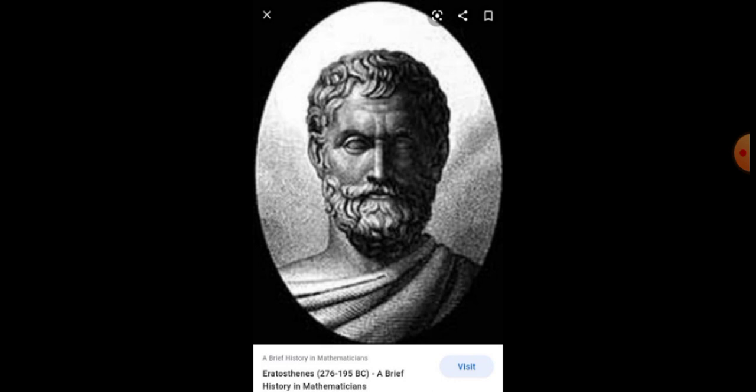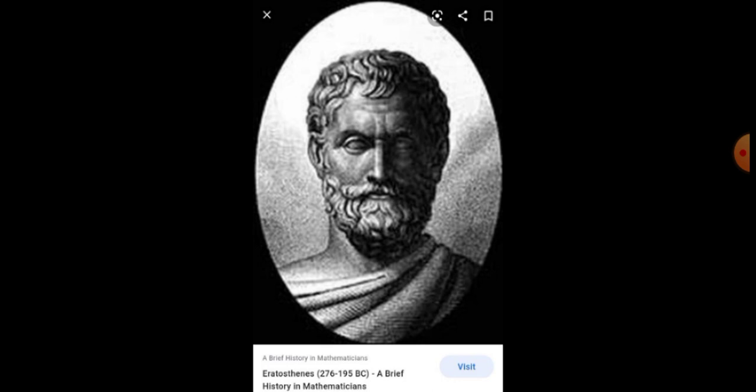Also, there are two main branches in geography. They are human geography and physical geography.